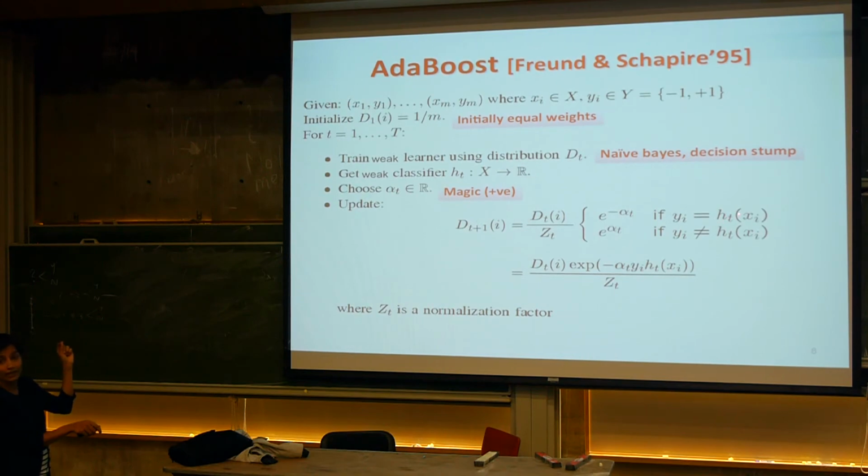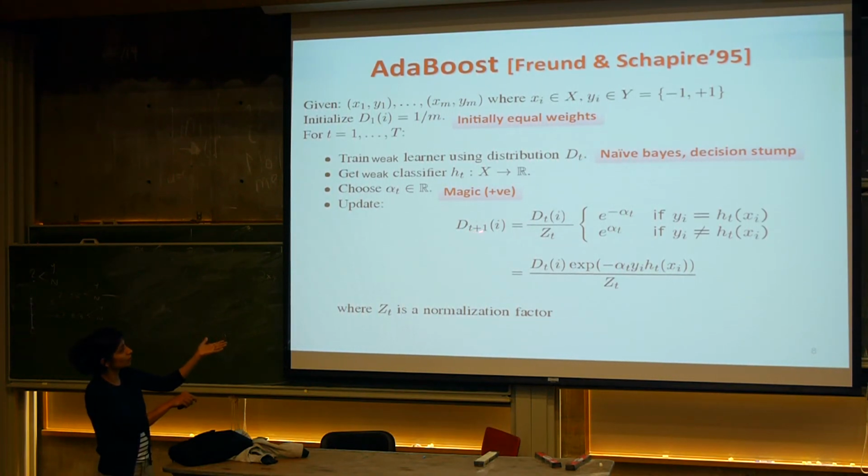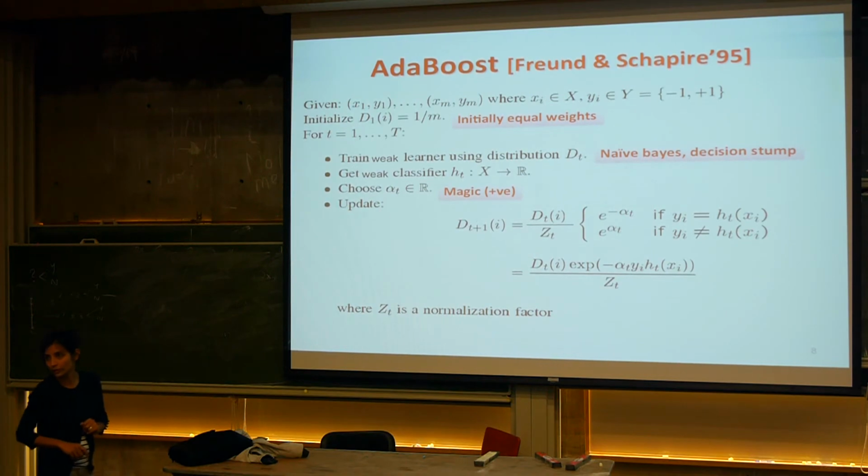Then we update the weights on the data points as follows. If the weak classifier ht gets the label correct, we decrease the weight by a factor of e to the minus alpha t. If it's incorrect, we increase its weight by e to the alpha t. And Zt is just a normalizing factor that makes sure your weights sum to 1. So you can essentially ignore Zt initially, and just say I'm updating my weights, either increasing or decreasing them based on whether I got the label correct or not. Zt is introduced to make sure all the weights Dt plus 1 sum to 1.